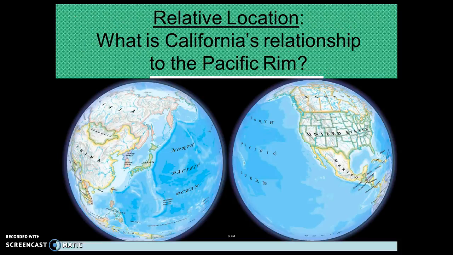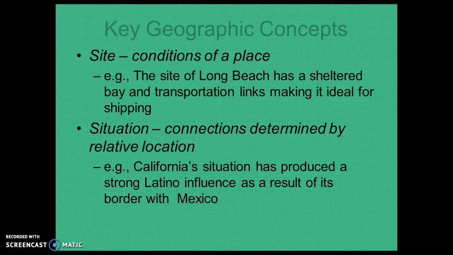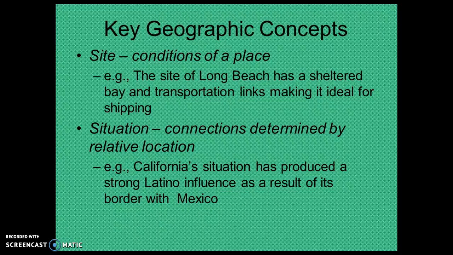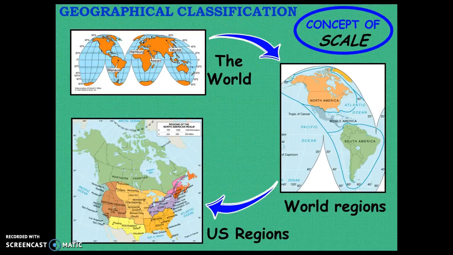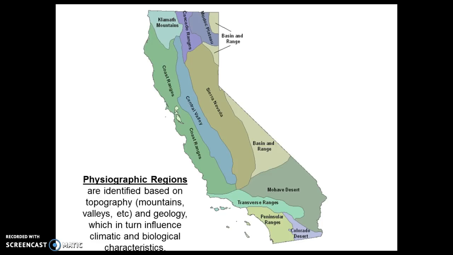Okay, by contrast, we could talk about relative location, where California is situated in the world, and of course the Pacific Rim is an important characteristic. Related to this is site and situation. You can think of site as being conditions of the place and situation as connections determined by relative location. The idea of scale, as we zoom out and look at California or any place in a global context, a regional context, and then focusing in on the place itself where we get greater and greater detail.